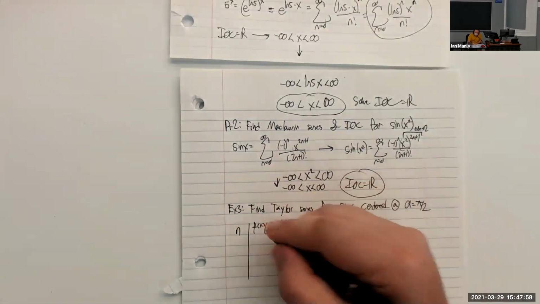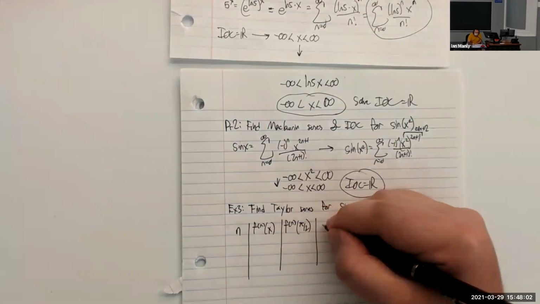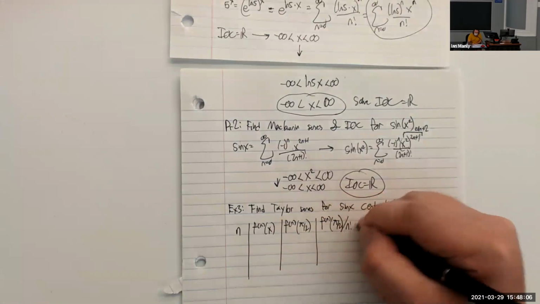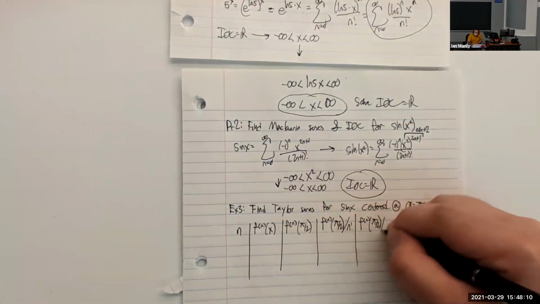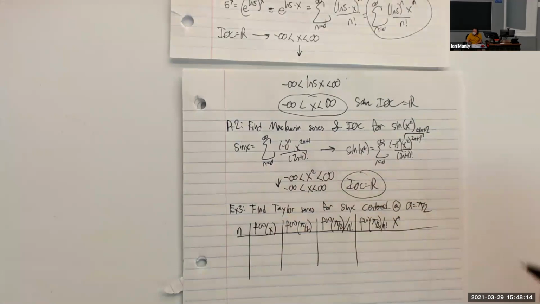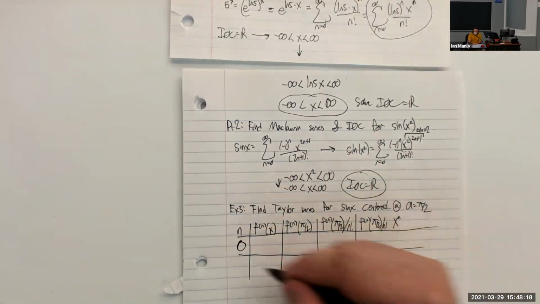So we have the nth derivative at x, the nth derivative at pi over 2 this time, the nth derivative of pi over 2 over n factorial, times x to the n. Okay, so let's do this real quick.